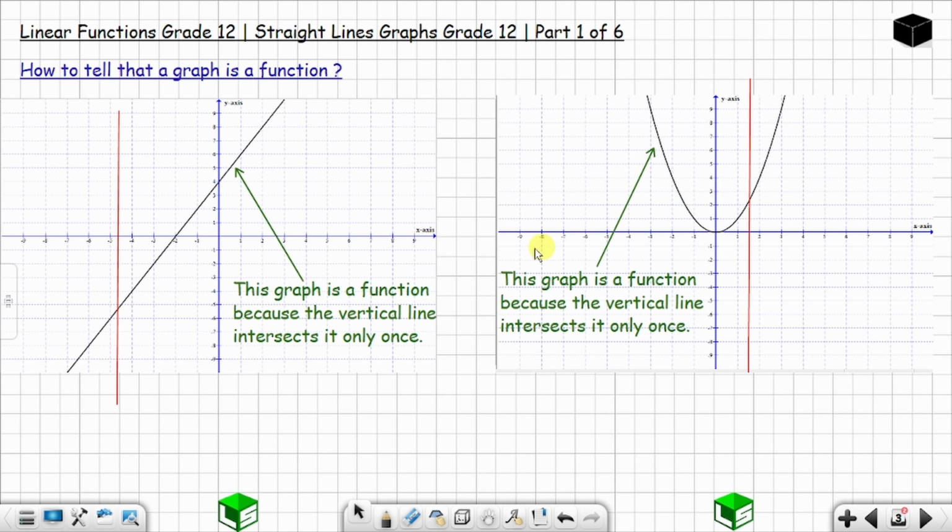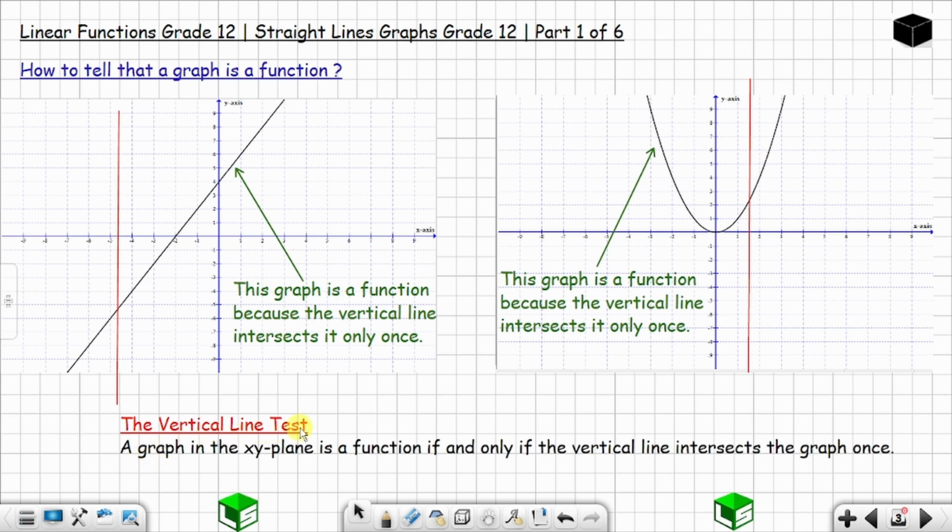Okay, so we call this the vertical line test. You use a vertical line to see if a graph is a function. If the vertical line is intersecting the graph once, that graph is a function. Okay, this is called the vertical line test. What is a vertical line test? A graph in the xy plane is a function if and only if the vertical line intersects the graph once.